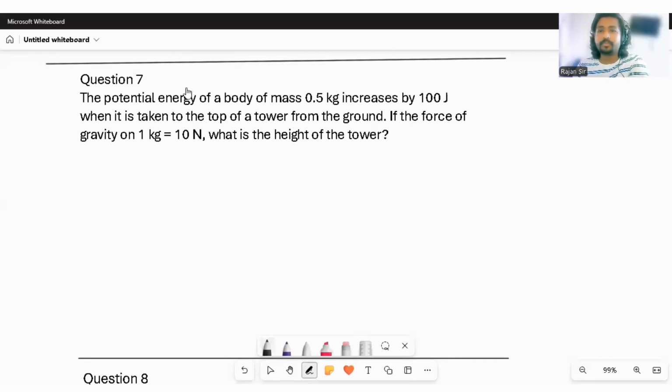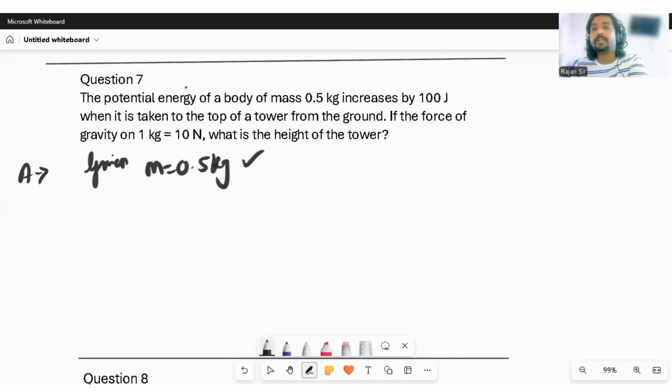Okay. So first we have the given. The potential energy of mass, okay, mass is given to be 0.5 kg. Check, no problem. It increases by 100 joule when it is taken to the top of a tower from the ground. Now, if it is from the ground, we are directly talking about potential energy, no problem.